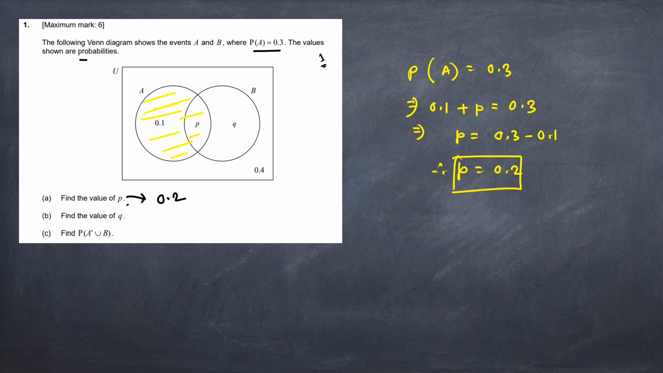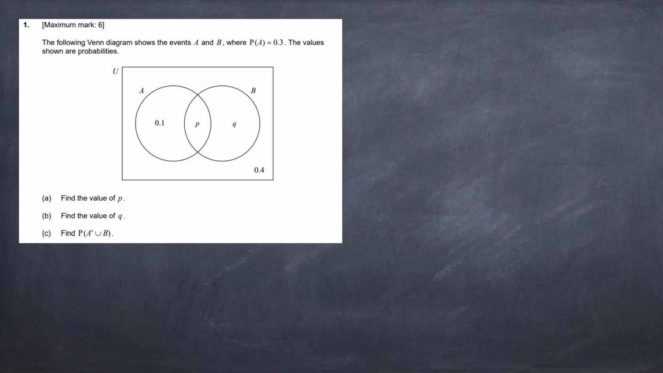Now we will move towards the next question. Find the value of Q. We need to find the value of Q. As you can see, this is the Venn diagram and all the values are in probabilities. Then we can say this value plus this value plus this value plus this value is equal to 1, because it is in probability. So 0.1 plus P plus Q plus 0.4 is equal to 1.